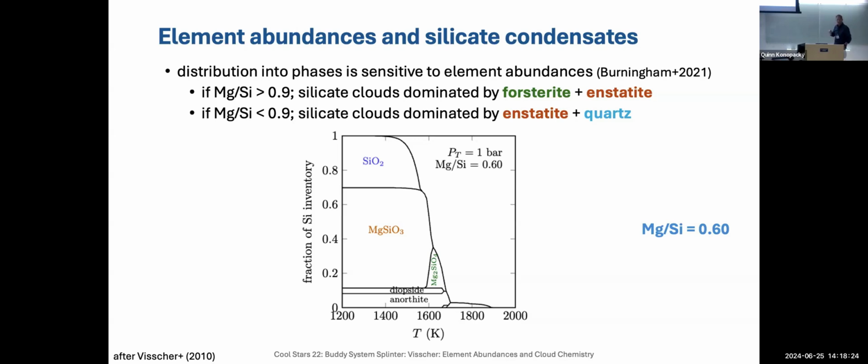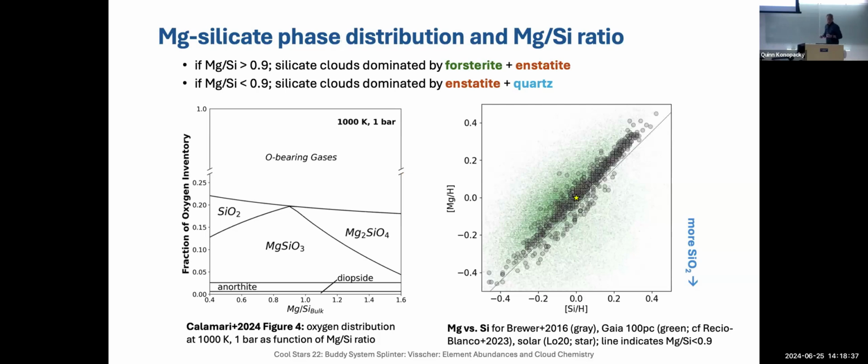So bulk chemical ratios will have a really big effect on the cloud phases that can form: what's stable, what ingredients are available. Okay, so to very quickly summarize one of the results from the recent paper, Calamari et al., we found that there's this cutoff point at about 0.9. So if you're greater than about 0.9, you can generally expect more forsterite and enstatite. But if you have a magnesium to silicon ratio of less than 0.9, your silicate clouds will tend to be dominated by enstatite and quartz.